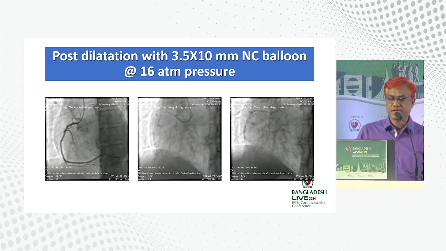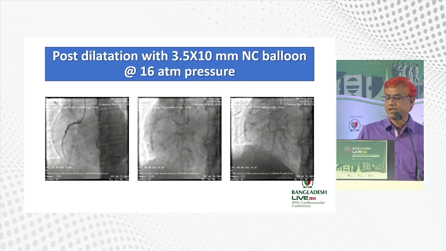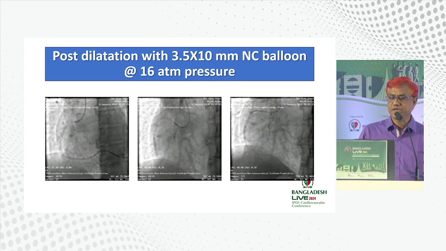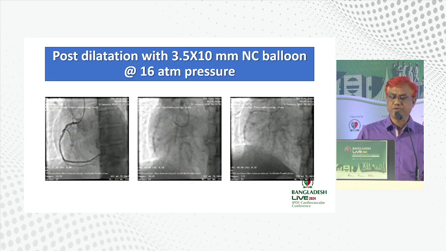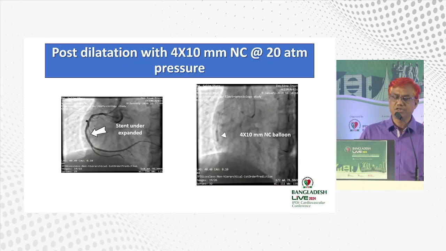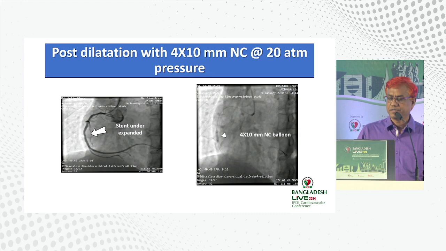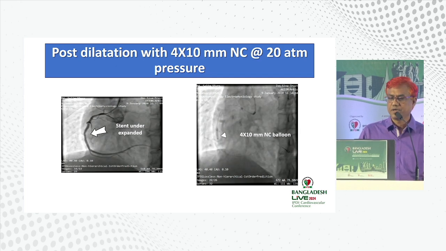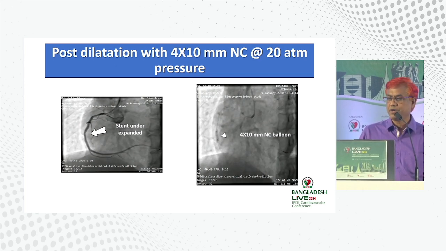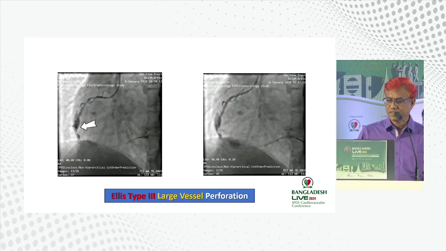Post dilatation was done, and the balloon size was 3.5 by 10 NC balloon at 16 atm pressure. But for better apposition, post dilatation was done again and the balloon size was gradually increased. Previously it was 3.5, now we take a 4.0 size balloon at 20 atm pressure. Now that disaster happened.